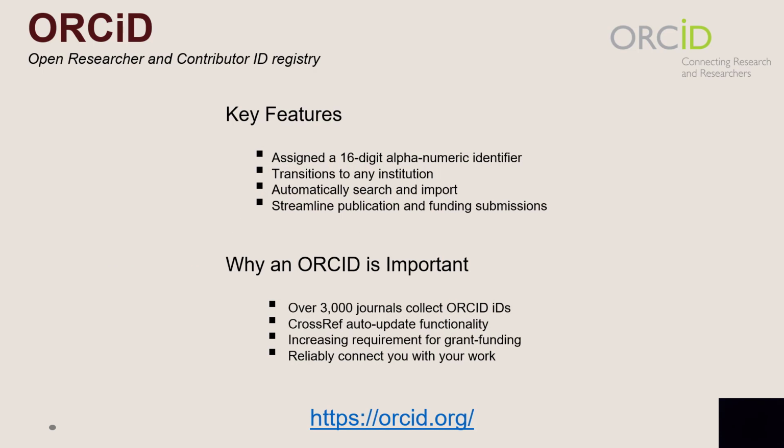Some of the features: ORCID assigns a 16-digit number to identify you. It transitions from institution to institution. You can automatically search and import previously published research. It also allows you to streamline publication and funding submissions, and more grant funding agencies are requiring an ORCID ID. At least over 3,000 journals collect ORCID IDs, and ORCID will reliably connect you with your work.